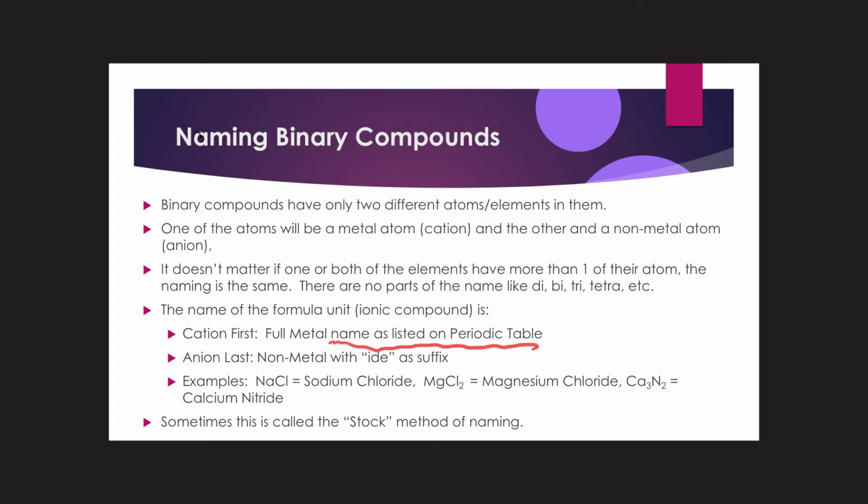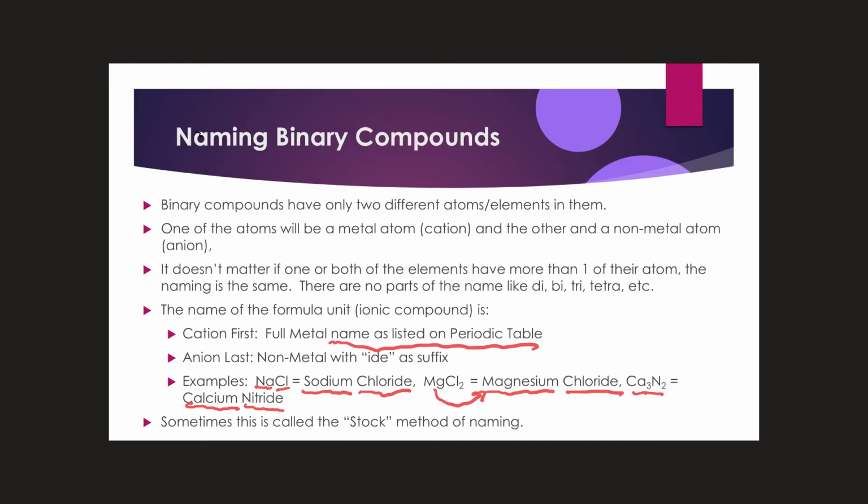So here are some examples. Sodium, that's the metal, and then chlorine is the nonmetal. So sodium is written as the full name, and then chlorine is not written chlorine, it's written chloride. Magnesium is the metal, and then chlorine again is the nonmetal, but it's written as chloride. And the last one is calcium nitride. The calcium is written as full metal name, and then nitrogen is abbreviated to nitride.